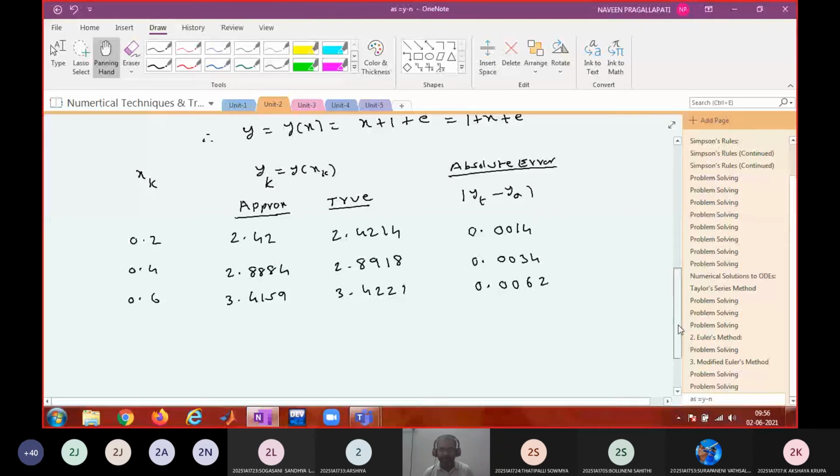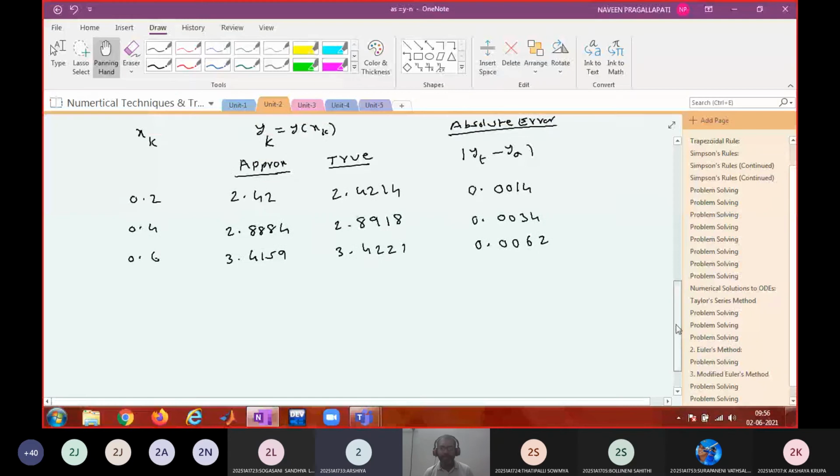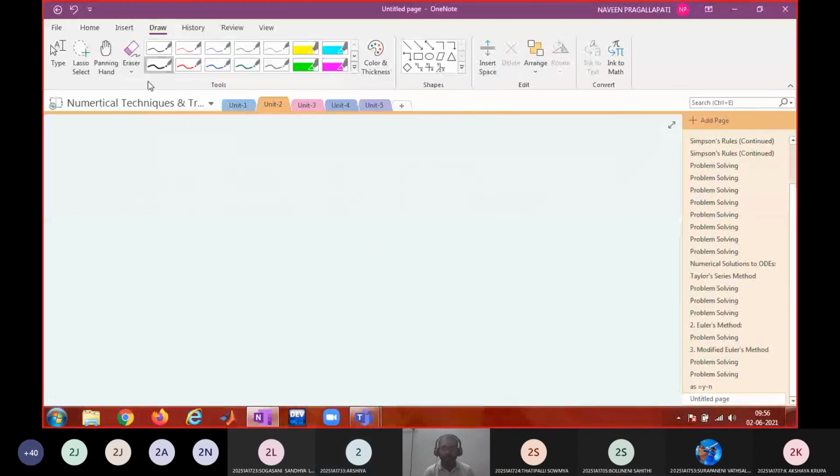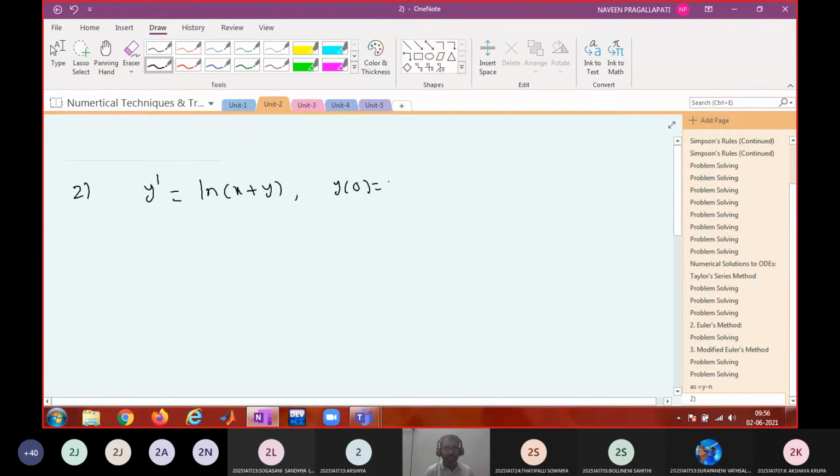Shall I proceed? Yes, sir. Okay. So you just take one more problem. Whatever I gave is homework. So let me change it slightly. y dash is equal to log of x plus y, with the condition that y of 0 equal to 2. Find only two values. Find y of 0.2, y of 0.4 by modified Euler's method.